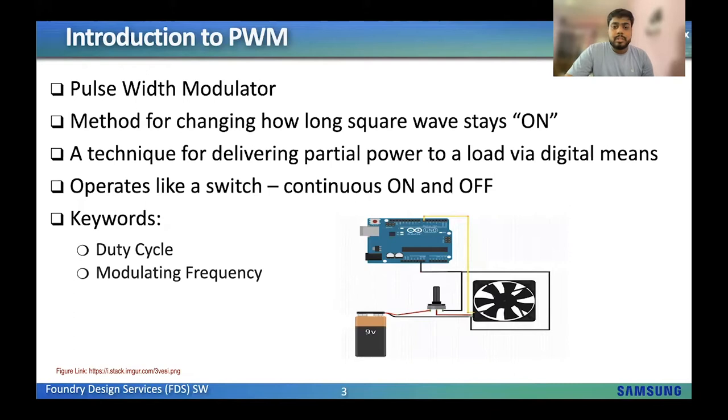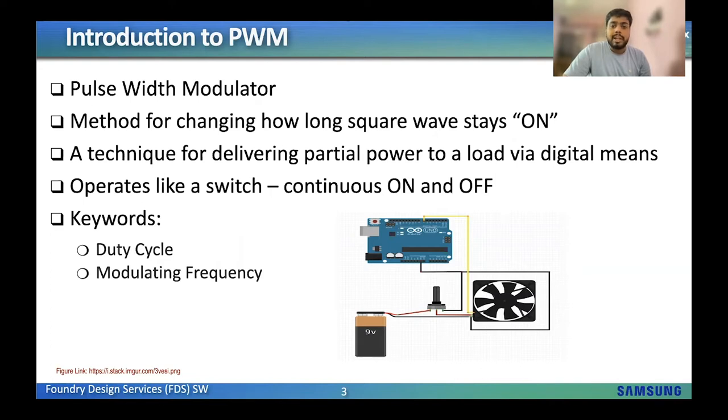PWM stands for pulse width modulator, and it works on the principle of modulating the pulse width. That is, it's a method of changing how long the square wave remains on. It's also a technique of delivering partial power to the load, and it's done via digital means. So basically we control analog devices, how much power needs to be given to them, and we do it via digital means.